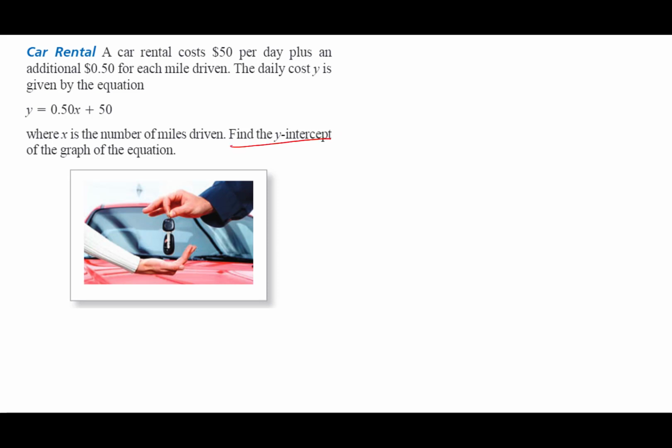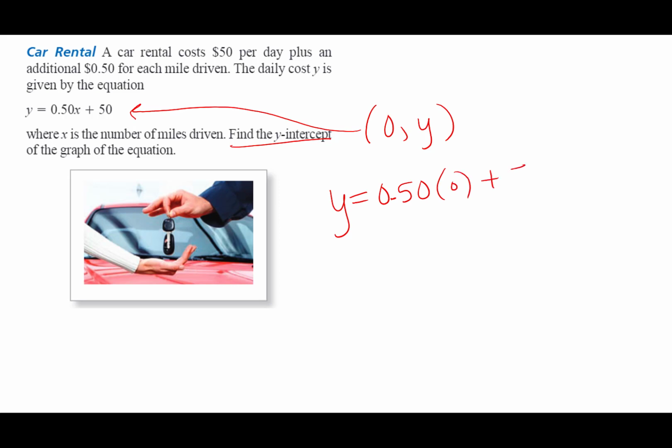You should know by now that the y-intercept is always in the form (0, y). So I'm going to substitute that into the equation. y = 0.50 times 0 plus 50. Then y = 50 because 0.50 times 0 is 0. So y = 50, and that means the y-intercept is the ordered pair (0, 50).